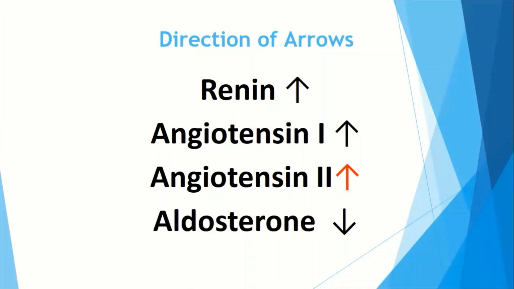So aldosterone is decreased, and when the aldosterone is decreased, it is not going to cause fluid retention, it is not going to reabsorb salt and water. So there would be a kind of hypovolemia. So this would stimulate the secretion of renin from the JG cells, and it causes the forward or upward direction of the renin.